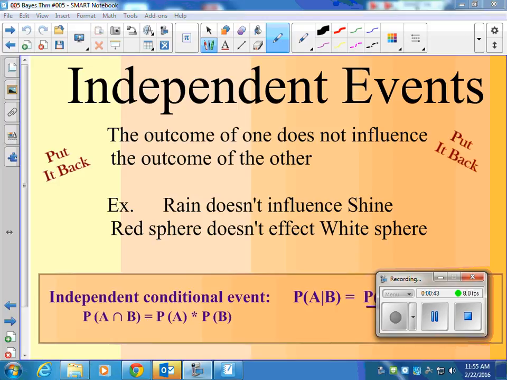See how easy probability is? You do one, then the next, you multiply. Okay, no problem with that. 4 out of 52 times 3 out of 51.